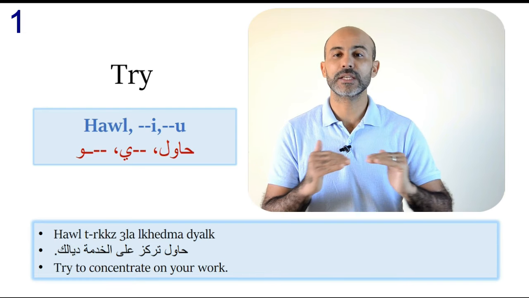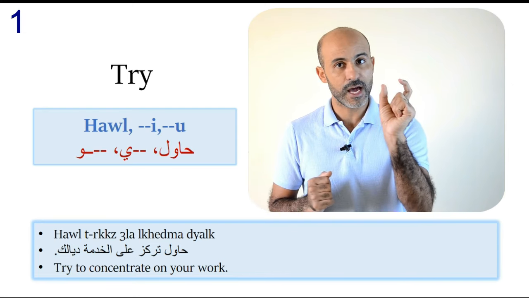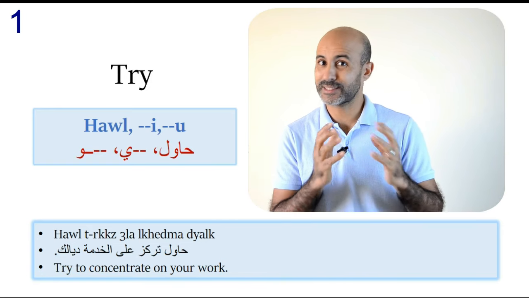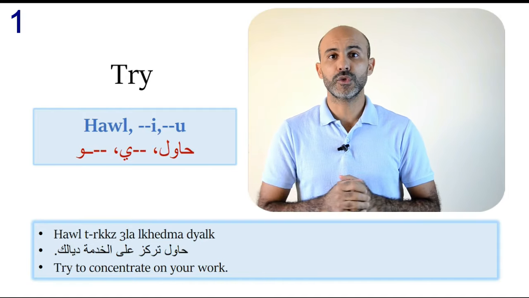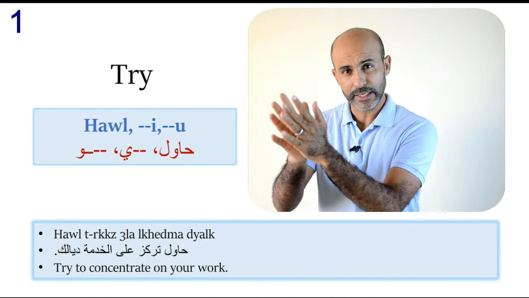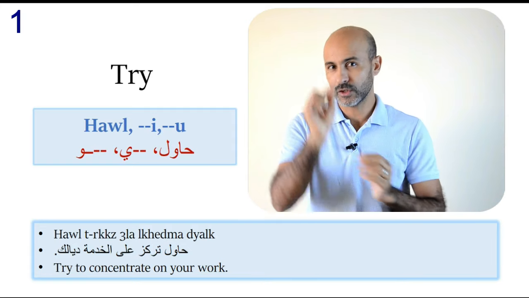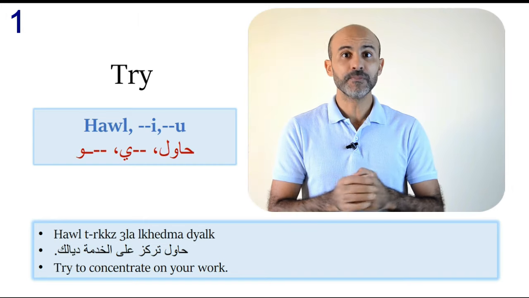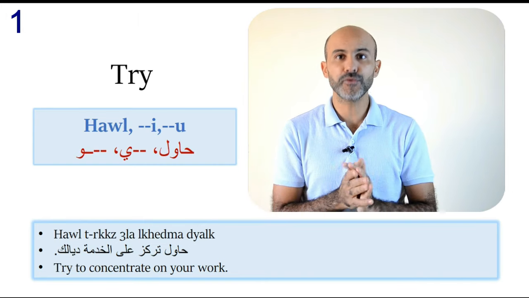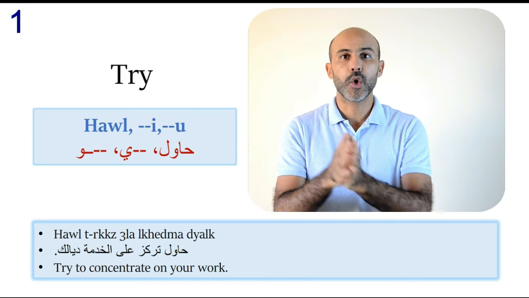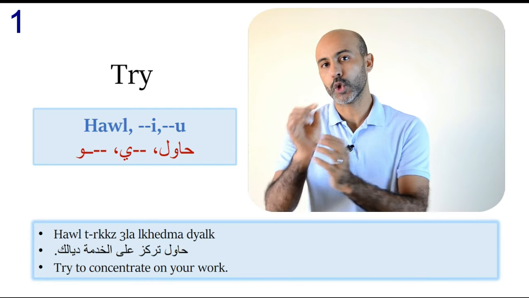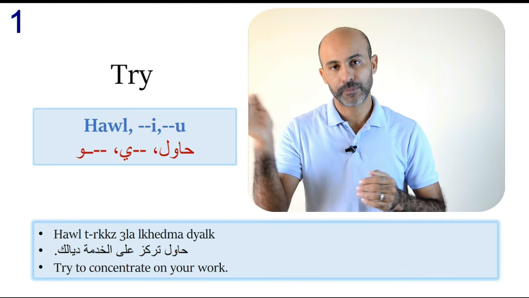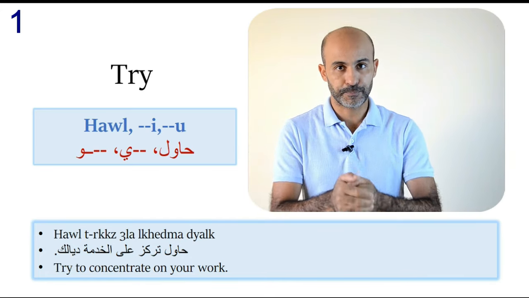And here you will see three forms. Hawl is you try. When I'm talking to you, masculine, this is imperative. Hawl, you try. If you're talking to a lady, it would be hawli. We always add the sound e at the end. And if you're talking to a group of people, you will say hawlu, the o sound. With some verbs, we will see them later, we add au. We'll see those verbs in a while.